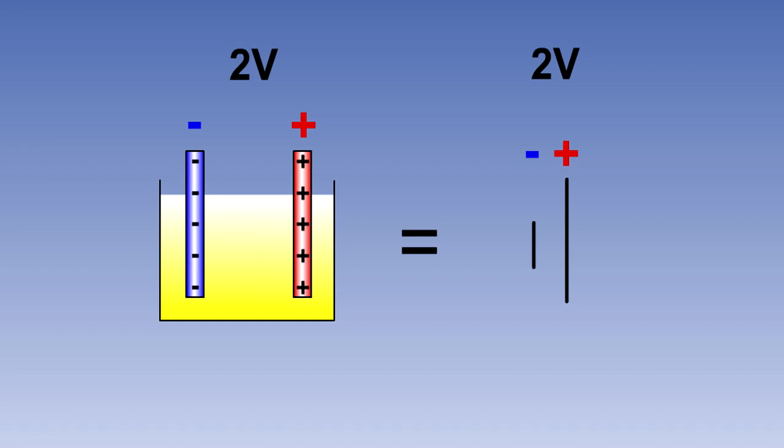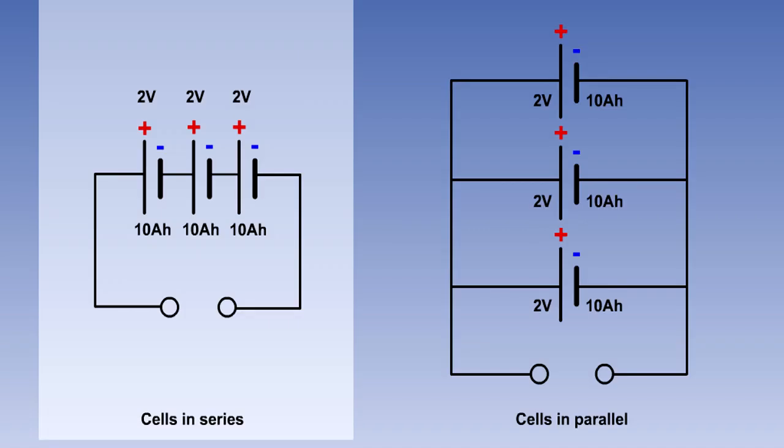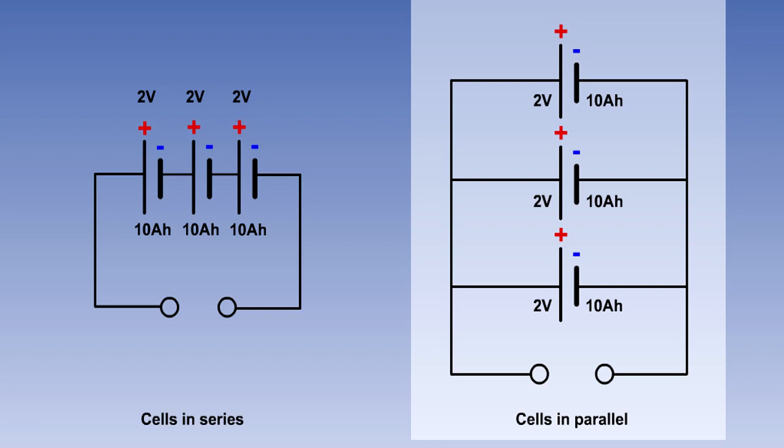We will now look at how cells can be connected together to form batteries of different voltages and capacities. On the screen is the symbol used in electrical circuits to depict a cell. The long line is the positive terminal and the short line the negative. A single-cell battery may be used on its own, or cells may be connected in series or in parallel, depending on the voltage and capacity required.